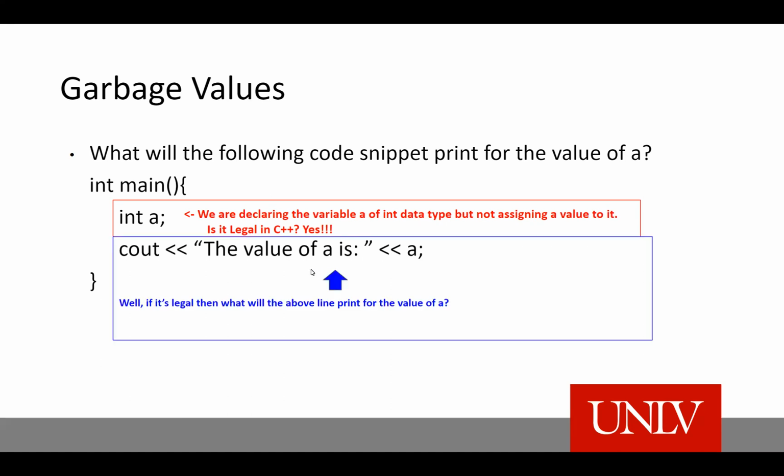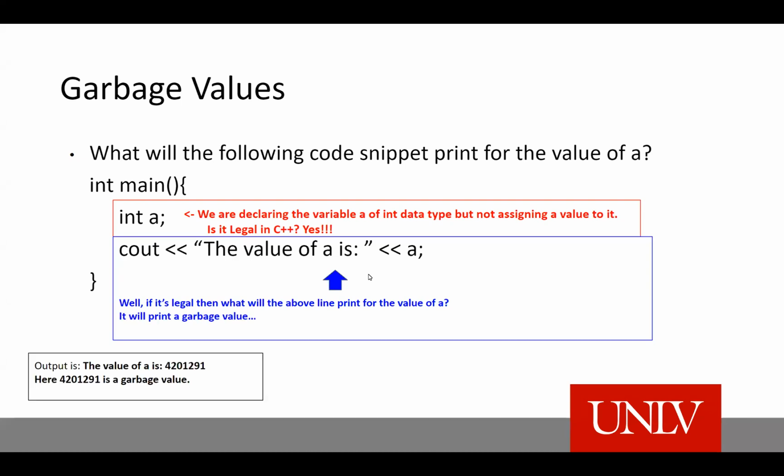Now, if it doesn't depend upon whether I'm assigning a value to it or not, then what is this line, cout the value of a, going to print? Well, it's going to be a garbage value. When I ran this piece of code on my computer, it showed me 4201291. I haven't initialized this, but somehow my computer program picked up this value. This value may change when you run this code on your computer, depending upon how the memory is allocated. But overall, we call this value a garbage value.